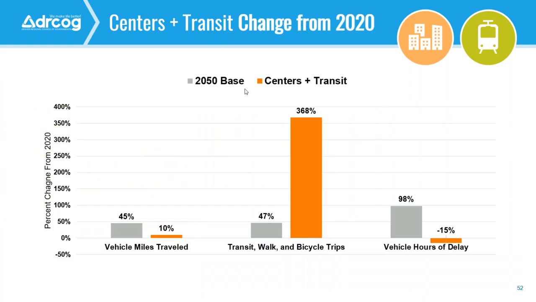So again, looking at this graphically, comparing the centers and transit scenarios run together with the 2050 base, you see that vehicle miles traveled decreased pretty significantly. The transit, walk and bicycle trips increased almost exponentially in this scenario, as you might expect when you have a transit scenario and a center's land use, sort of compatible scenario. You'd expect to see very significant increases in transit, walk and bike trips. And then vehicle hours of delay actually decreased quite significantly in this scenario.